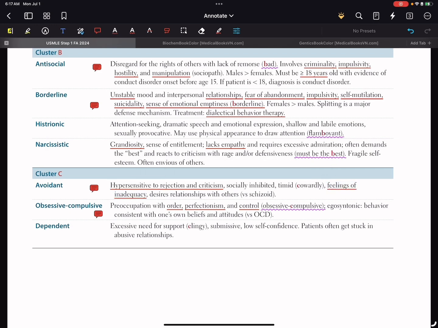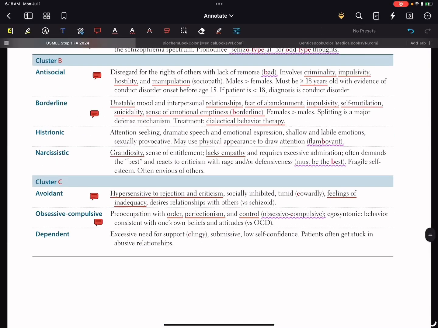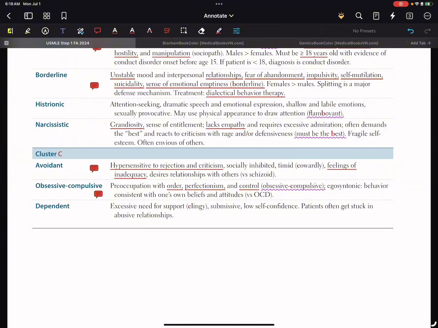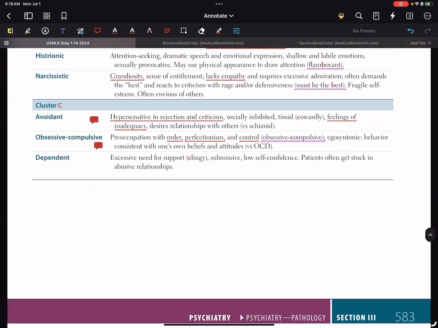Obsessive-compulsive: preoccupation with order, perfectionism, and control, with behavior consistent with one's own beliefs and attitudes, versus OCD. So this is not OCD, this is a personality disorder. Dependent: excessive need for support, clingy, submissive, low self-esteem, patient often gets stuck in an abusive relationship. Wow, reading all these things reminds you of yourself sometimes, or of some people.